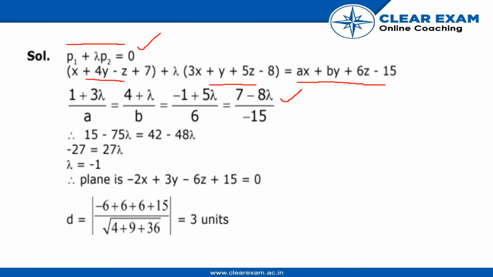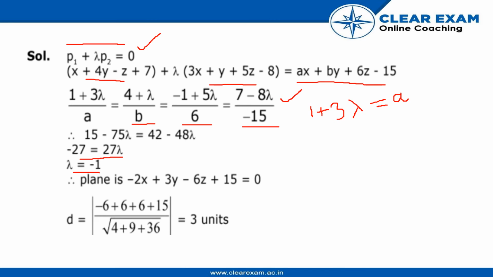Like for x, on LHS the value is 1 plus 3 lambda, which is equal to a at RHS. That's how we got this value, and then for y we got this one, for z we got the third one, and the last one is for the constant term. By cross multiplying and solving we got -27 equal to 27 lambda, which gives lambda equal to -1.